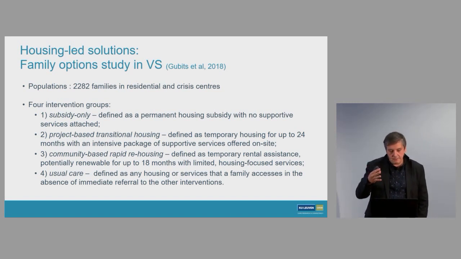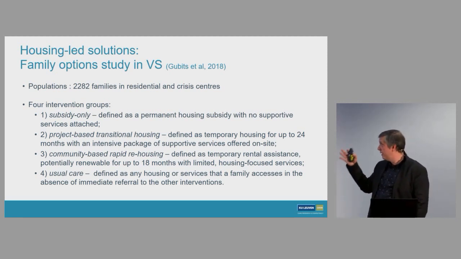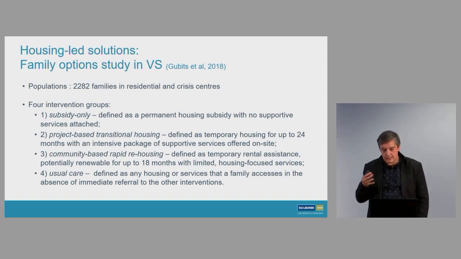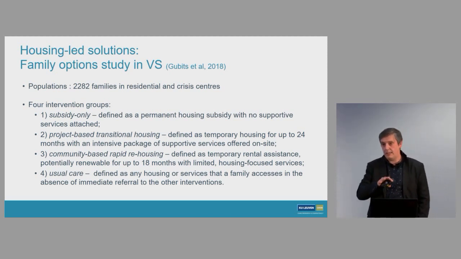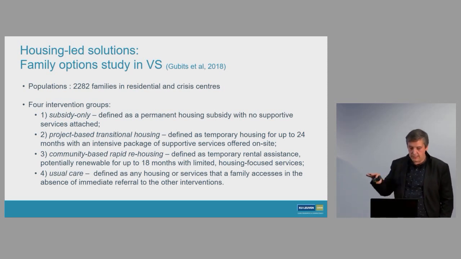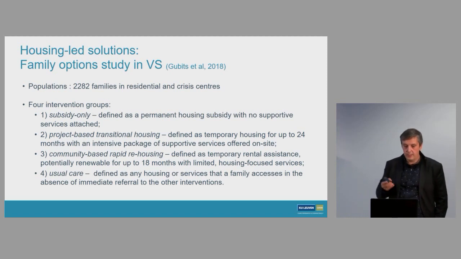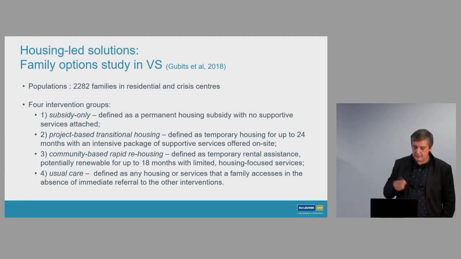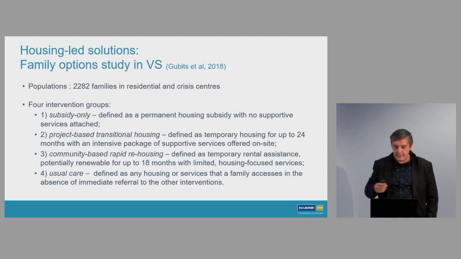This is a little bit comparable with Group 1. The big difference is that in Group 3, these families only got rental assistance, a housing subsidy for up to 18 months, while in the first group it was throughout the whole program. And then the fourth group was the usual care. So these were a little bit comparable with the treatment-as-usual group in Housing First. They didn't do anything additional for these families.